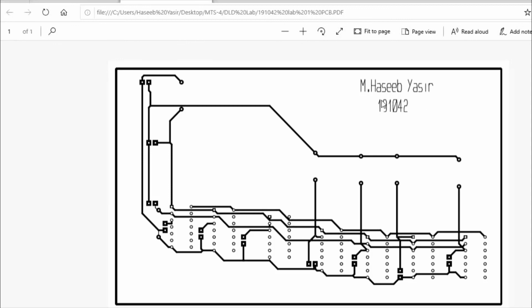Hope you will understand the working and how you can design the PCB design of all logic gates.